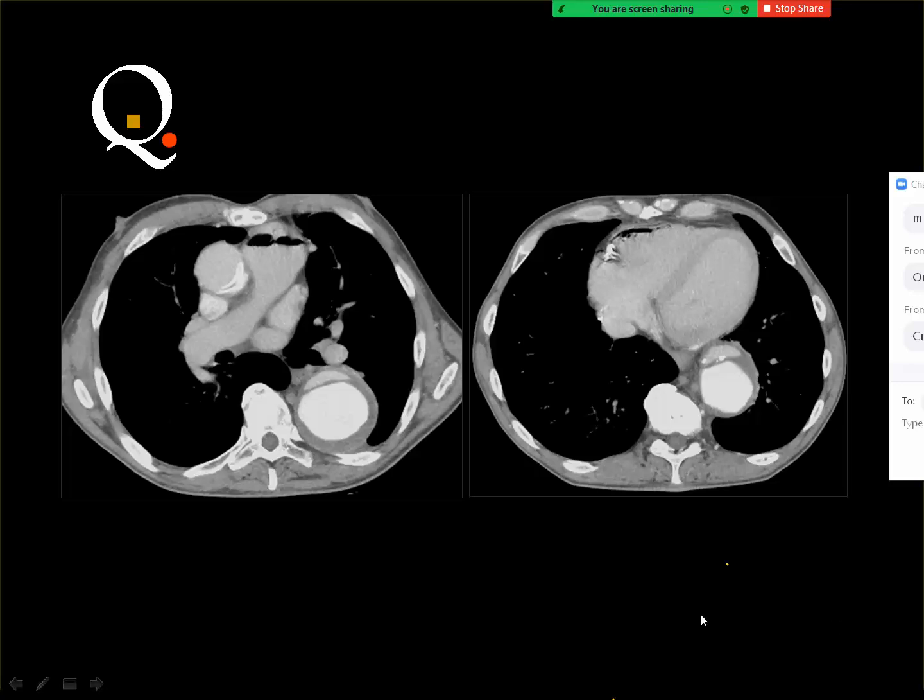Okay, what do you think of this? The section, yes, this is the section, and it is dissecting aortic aneurysm.